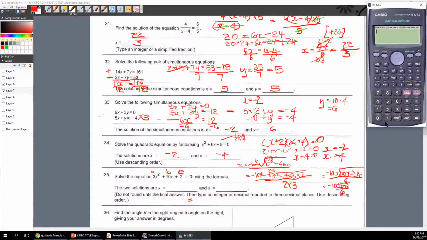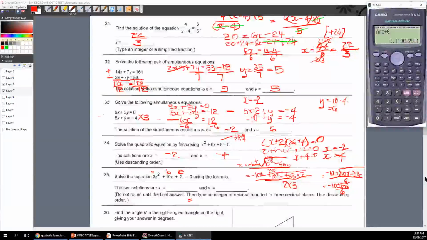Sorry, I'm taking a little while to get used to the calculator. Minus 10 minus square root 76 equals, divided by 6 equals, and then we'll push that button there, and that will give me minus 3.119 finally.